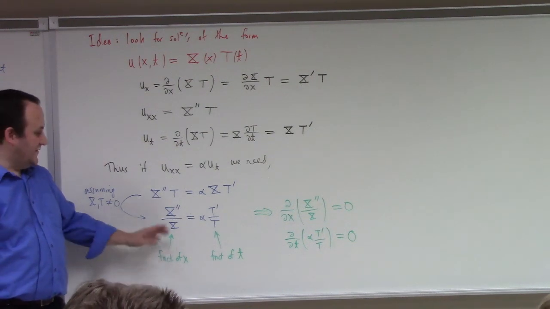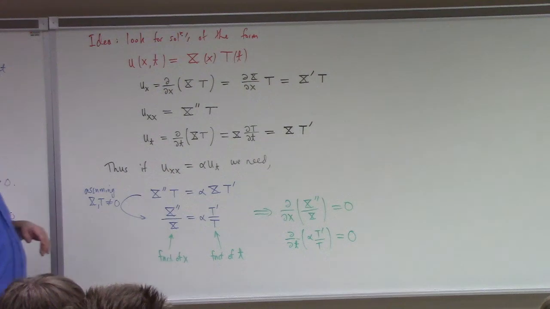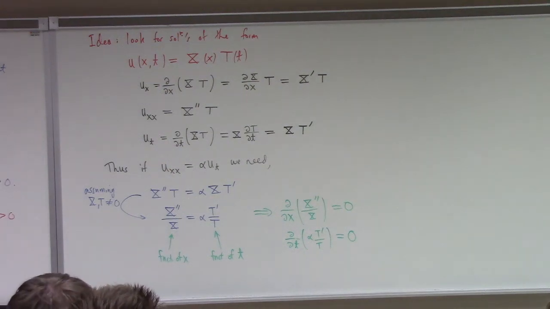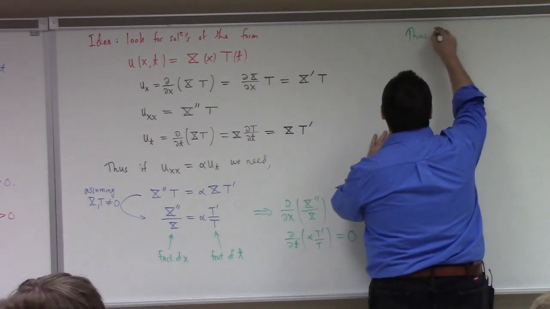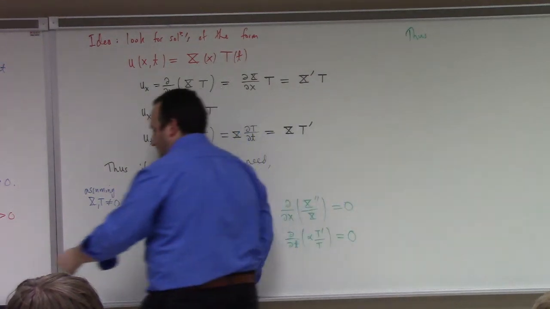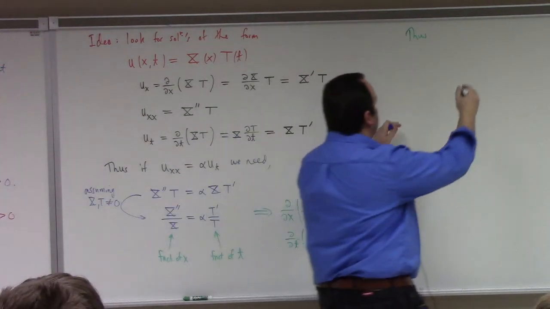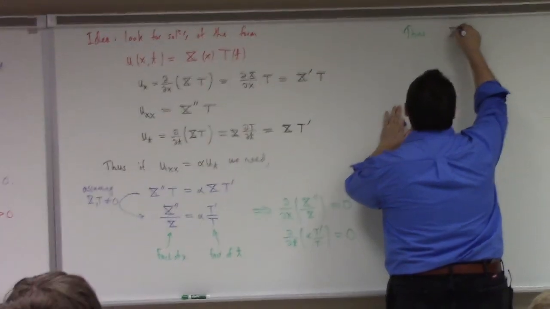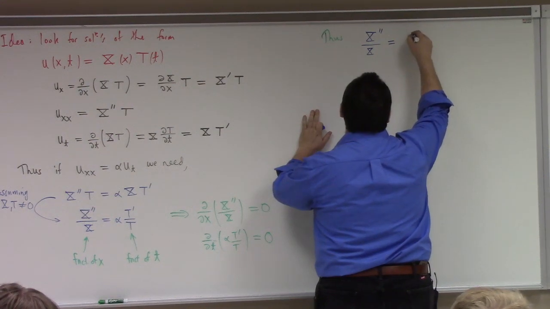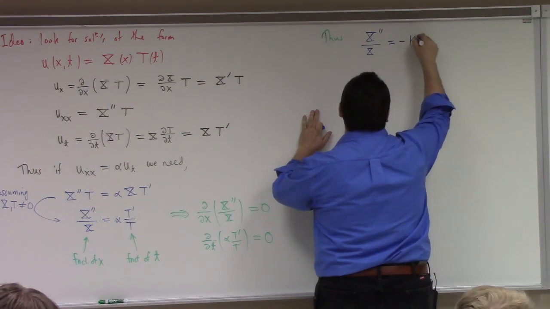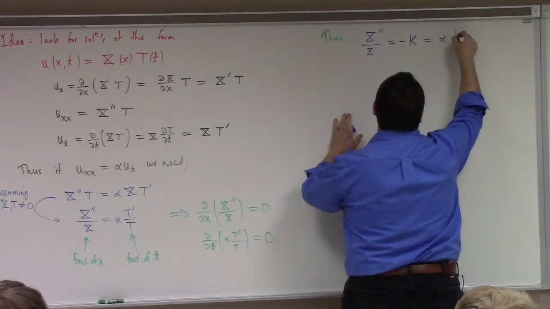What does this say about both of these ratios? Neither of them can be interesting functions of x or t. What does that leave you with? A constant, right? So thus, x prime prime over x is equal to a constant, which I'll call minus k, and that's, of course, equal to alpha t prime over t.